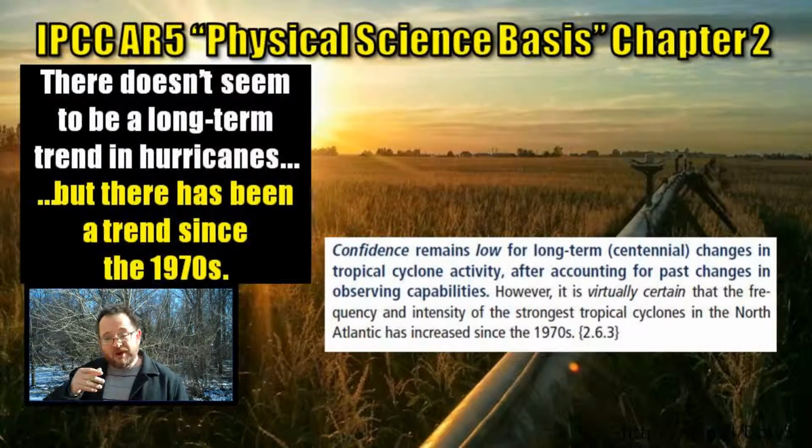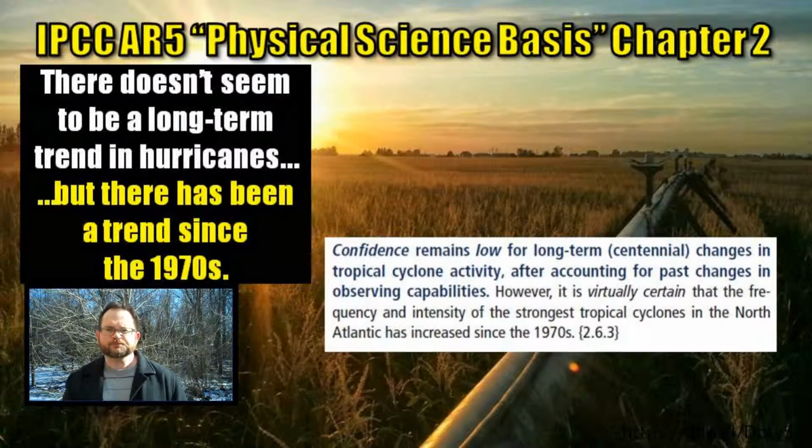That has happened. Whether that is going to be due to global warming and stuff, we're going to have to figure that out. There could be lots of reasons why we could have more hurricanes. So what they're saying is there doesn't seem to be a long-term trend, on the order of hundreds of years, of more and more hurricanes, but there certainly has been a trend since the 70s, and that may or may not be related to global warming.